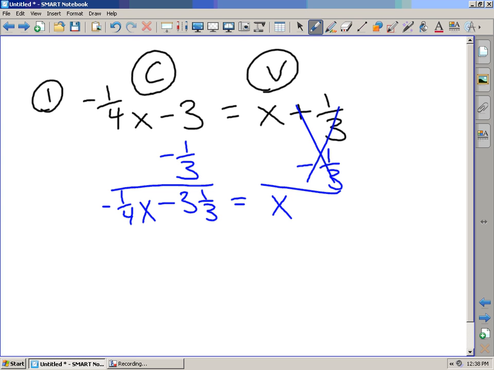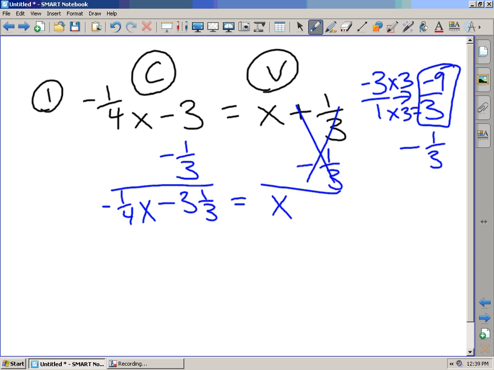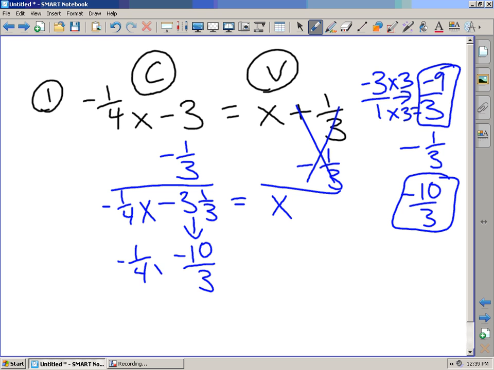Now over to the side, I'm going to show you that I could have also changed the -3 so that it had a denominator of 3. 1 times 3 equals 3, so we also multiply -3 by 3 and get -9. So I could have taken -9/3 and then taken the 1/3 from that, and I would have gotten -10/3. So this is the same thing as -3 and 1/3. It's just written as an improper fraction.